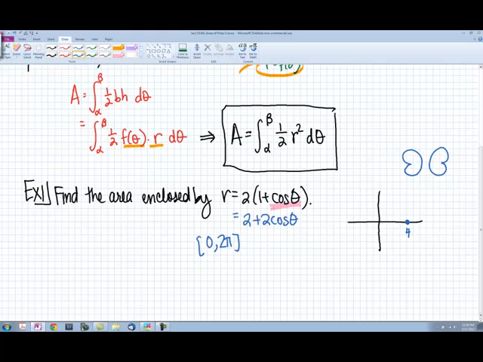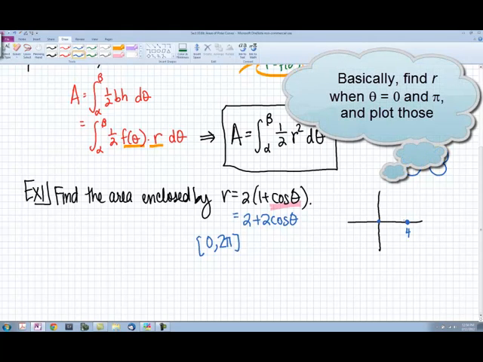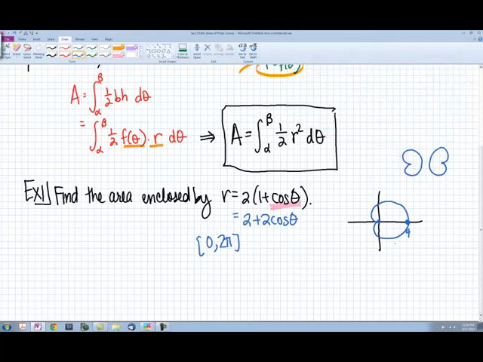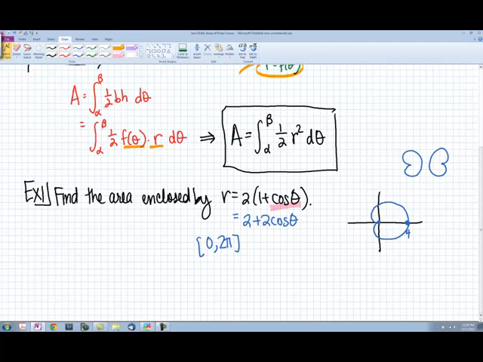Now what happens when theta is pi? Cosine of pi is -1, so then I get 0. So I know that my graph has to look like this. Because our graph is starting and stopping in the same spot, we are going to use symmetry to help us evaluate this. I'm going to say that my area is 2 times the integral from 0 to pi.